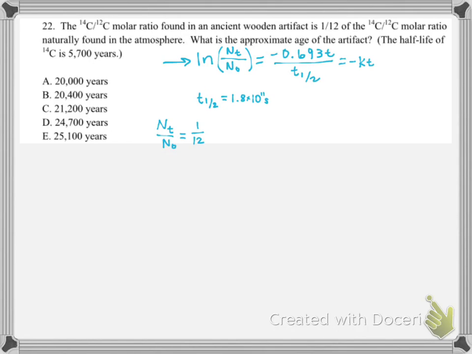So we'll have ln of 1/12 is equal to negative 0.693 times t that we're solving for, divided by t1/2, which is 1.8 times 10 to the 11th seconds.